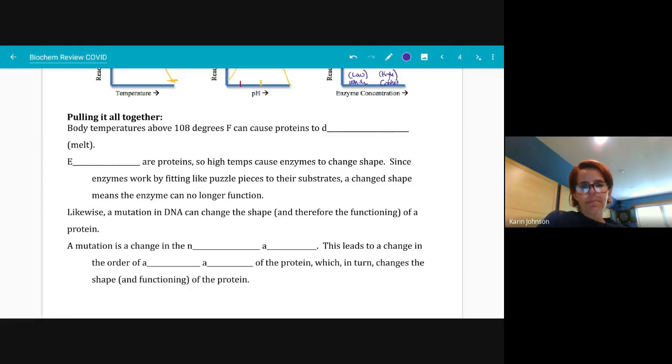Moving on, a mutation is a change in the nucleic acids. This in turn leads to a change in the order of amino acids of the protein, which in turn changes the shape and functioning of the protein. Good?